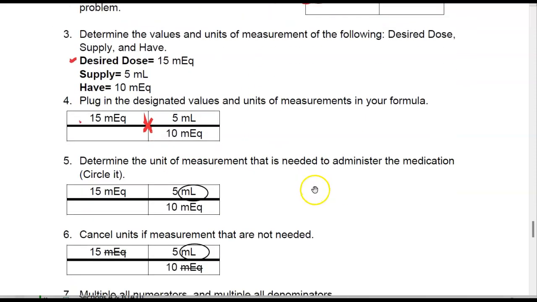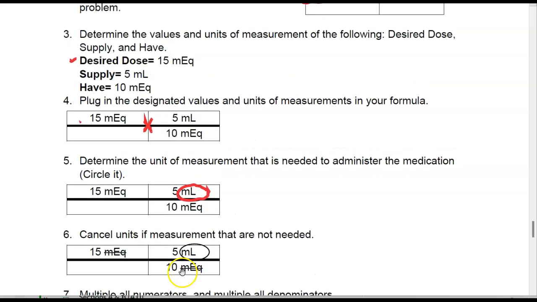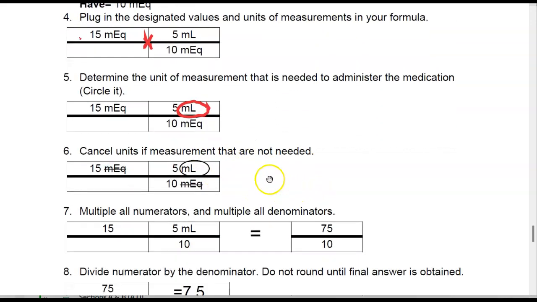And we go to step number 5. So again, we determine the unit of measurement that is needed to administer the medication. In this case, it's a liquid form, right? So there's no tablets, capsules. In this case, we need ml. That's how we're going to administer it. So we circle that. And after circling that, we cancel the units that we don't need. So the MEQ cancels each other, right? So now you're only left with your ml, the unit of measurement that you need.